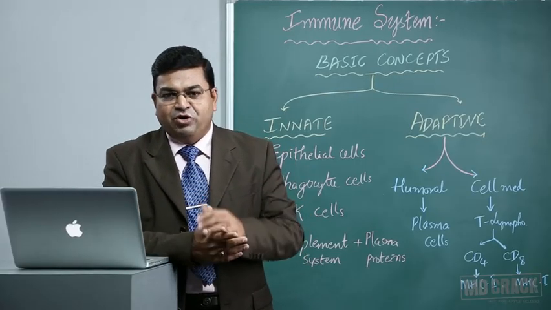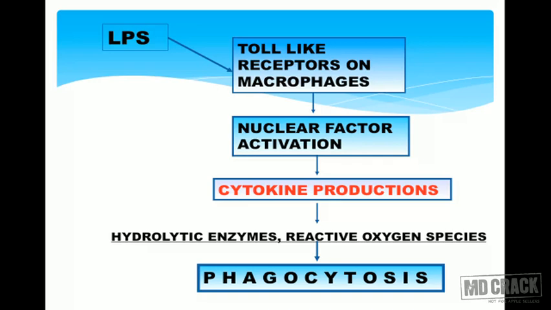Whenever bacteria enter the body, especially gram-negative bacteria, they carry lipopolysaccharides. So macrophages express receptors called toll-like receptors. There are various types of toll-like receptors, and the lipopolysaccharides will bind to these toll-like receptors on the macrophages. Once the LPS binds to the toll-like receptors, it sends signals through nuclear factor, so nuclear factor kappa B gets activated. That gives a signal for the macrophages to secrete a variety of cytokines. Not only that, hydrolytic enzymes will be released and reactive oxygen species will burst out, and all this aids the phagocytic cells to do the phagocytosis.